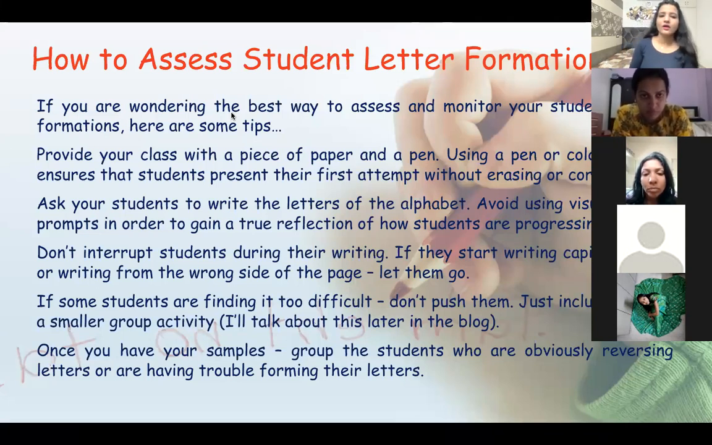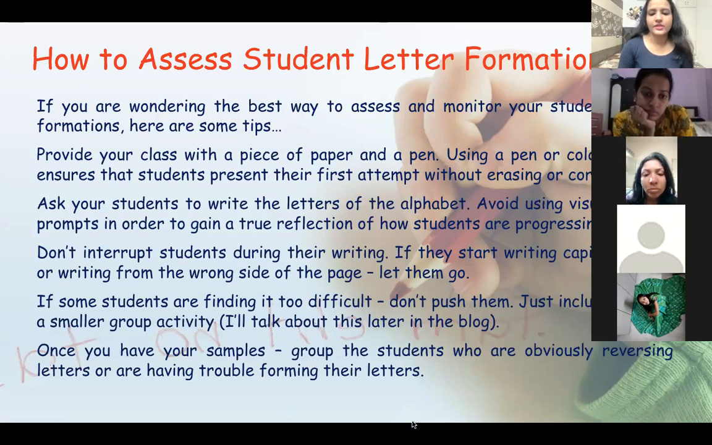Using a pen or a colored pencil ensures that students present their first attempt without erasing or correcting. Okay, if your child is a beginner, like your child has just learned letters, is 4 years, you can just give in a playful manner some colorful chits and crayons, and say okay, write letter A, write letter B. So you have to see, is your child following the directional writing? How is your child writing that letter?